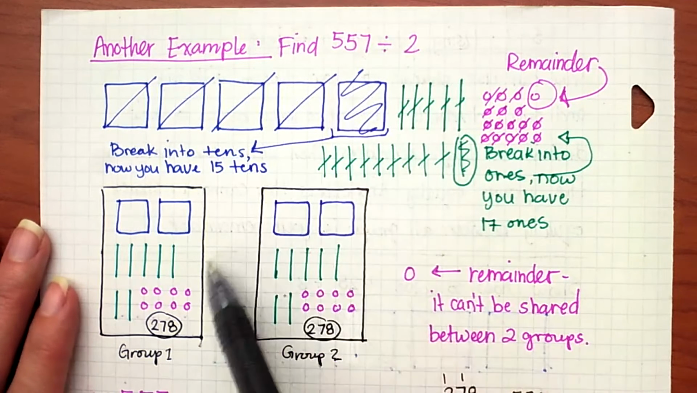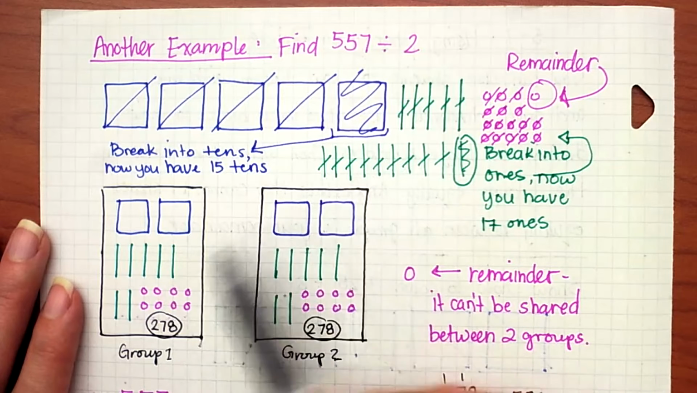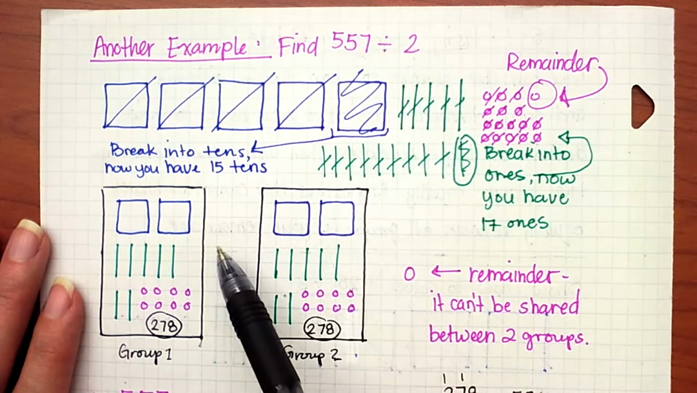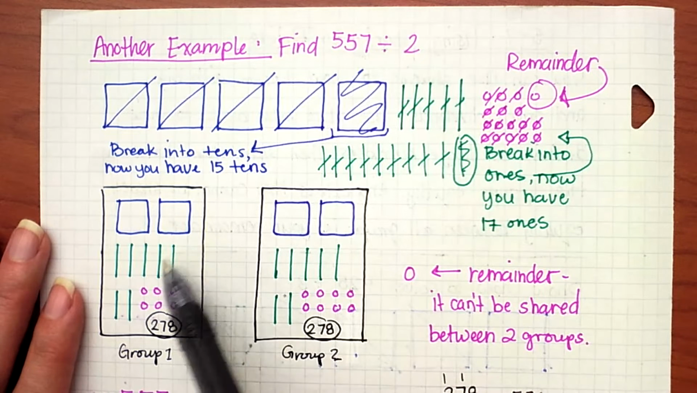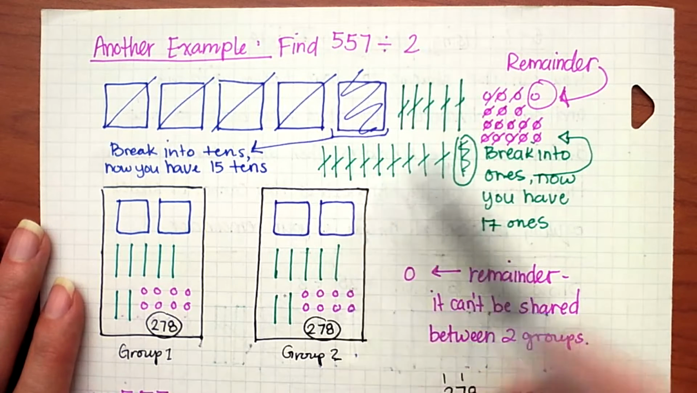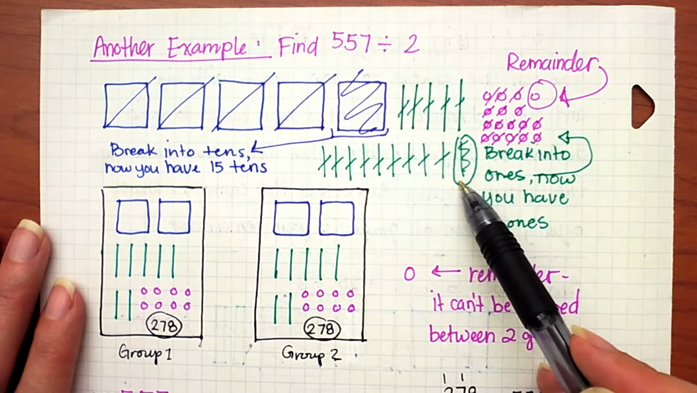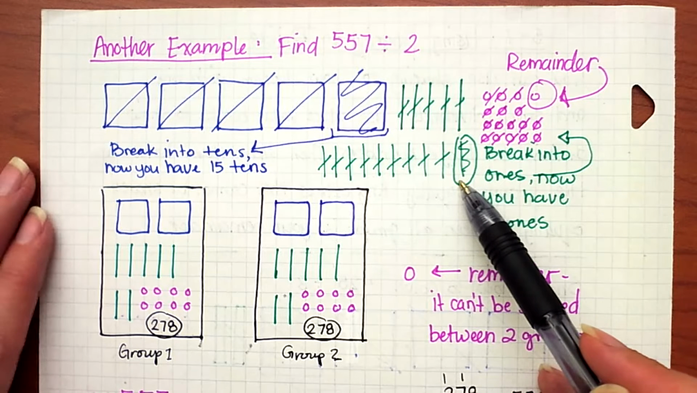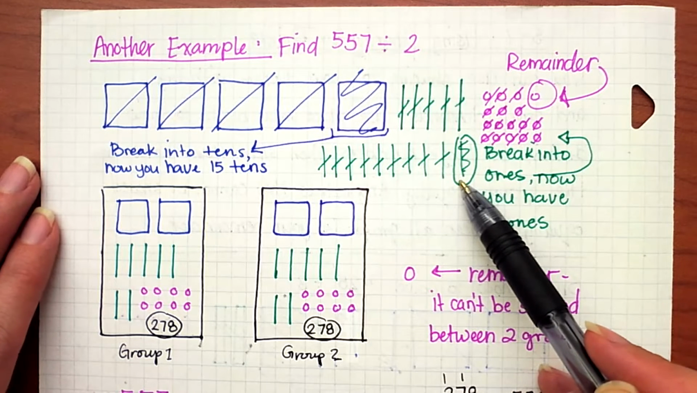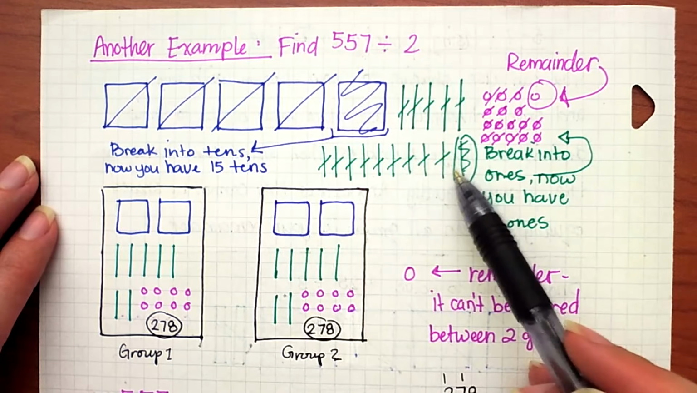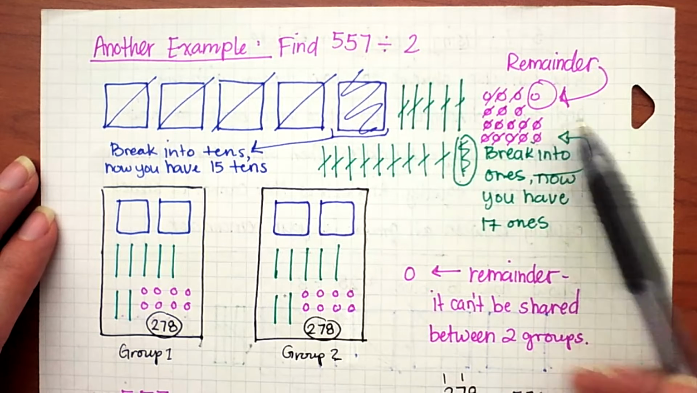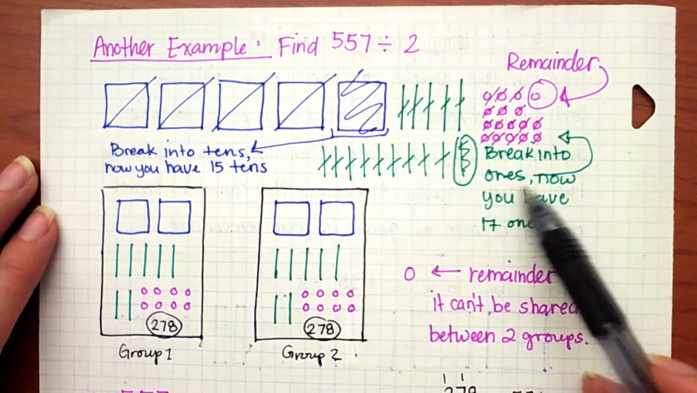If I have 15 tens, I need to start splitting those into 2 groups. I know 2 times 7 is 14, so I was able to put 7 in each one of these. But then I have this 1 left over. This 1 group of 10 is a problem because I can't break it in half to put it into 2 equal groups. I have to trade it out for 1s. So I'm going to break my 10 into 1s.